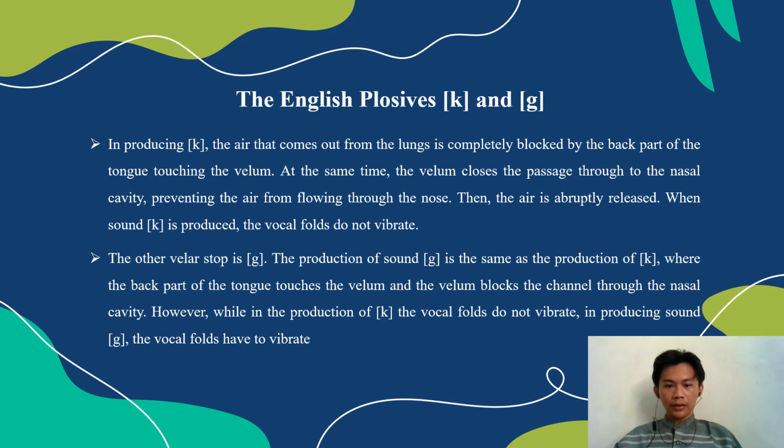Next is g. The production of g is the same as the production of k, where the back part of the tongue touches the velum and blocks the channel through the nasal cavity. However, in the production of k the vocal folds do not vibrate, and in the production of g the vocal folds vibrate. Examples are good, logo, and frog.